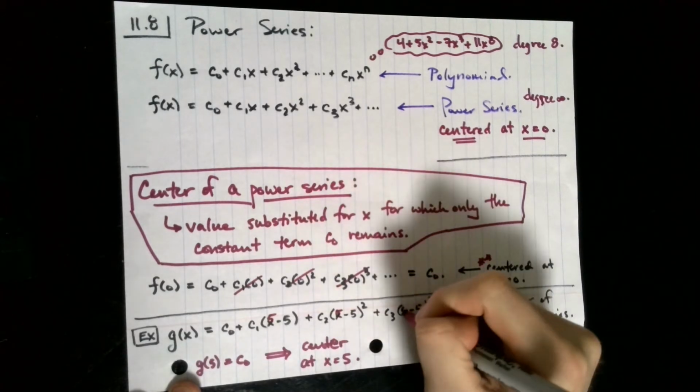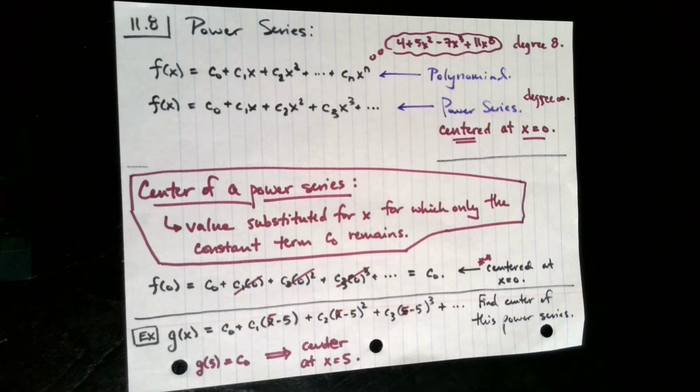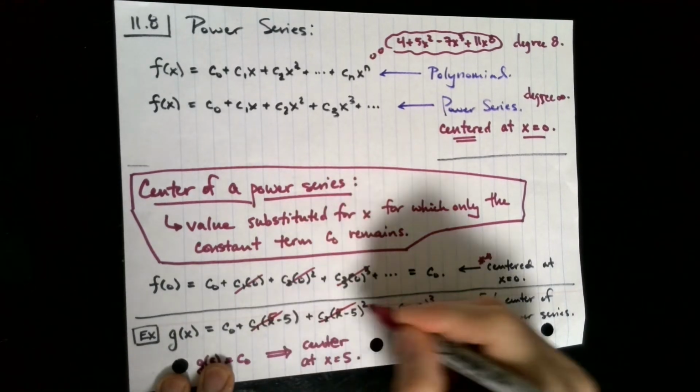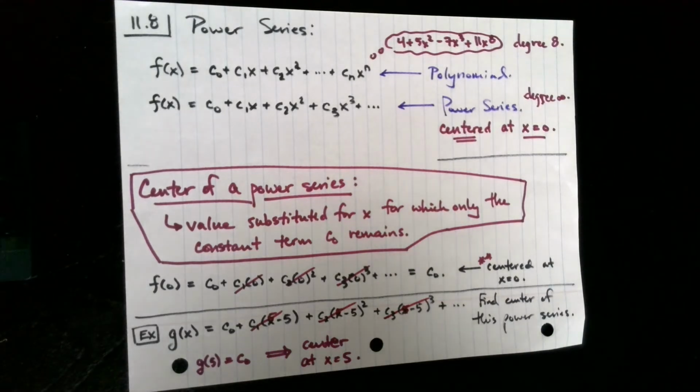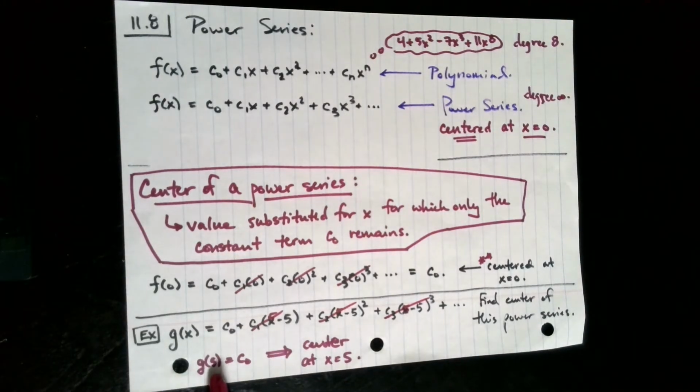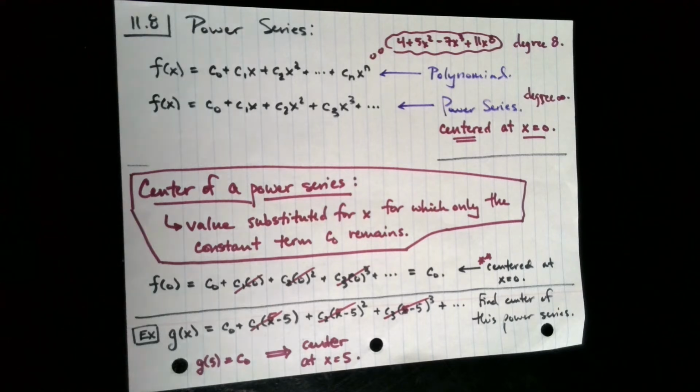And in fact, if you plugged 5 in for all of these x's, then you would wipe out all of the terms of degree 1 and greater, I should say. And so what you end up with when you plug in 5 to g is just the constant term. Hence, 5 is the center of this power series. Because remember, the center of a power series is just the value you can plug in for x that leaves only the constant term remaining.